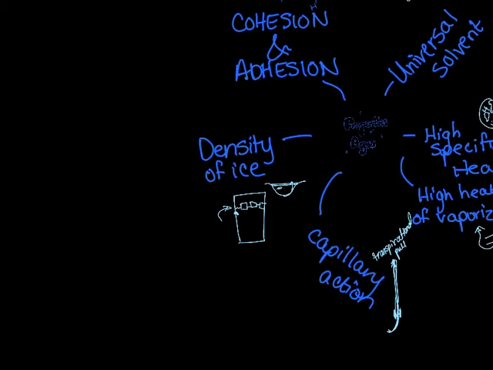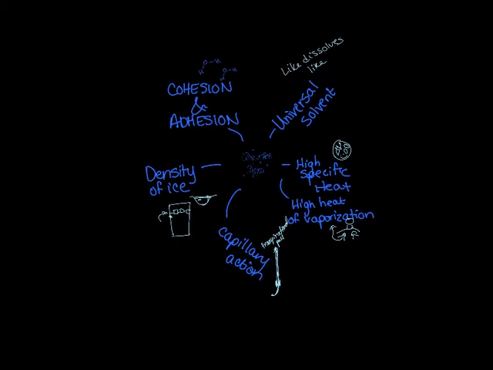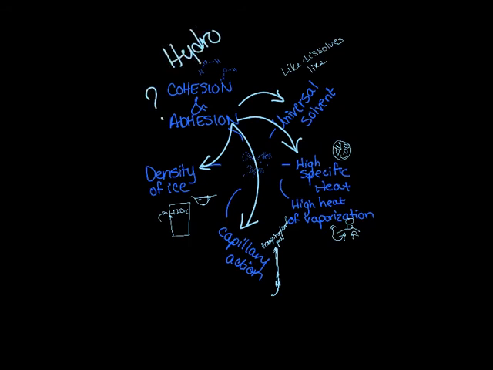So recap, why do we care about the properties of water? Well, all of this starts with cohesion and adhesion. The fact that water sticks to itself and sticks to other molecules is going to lead to the fact that it's a universal solvent. That way we can have different molecules dissolved in our blood. That cohesion and adhesion is going to lead to the high specific heat and high heat of vaporization, and to capillary action, and to the density of ice. And to what do we owe this pleasure? Of course, hydrogen bonding, because of the fact that water is polar. Yay!